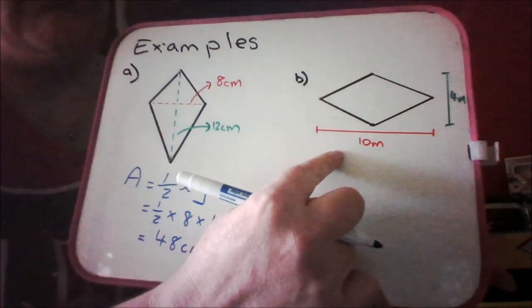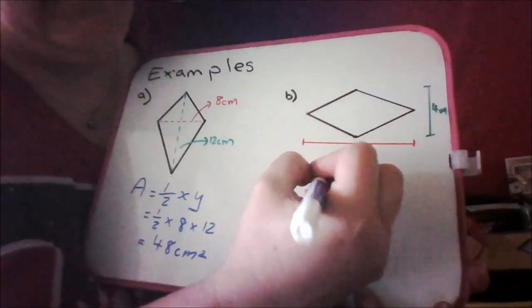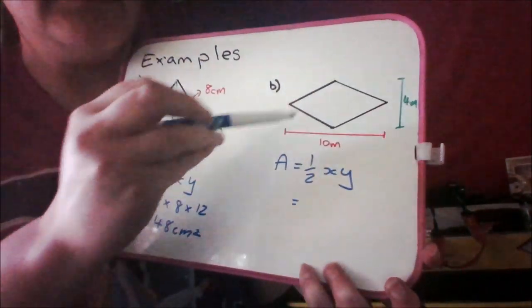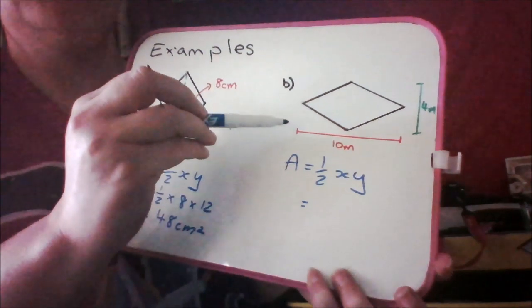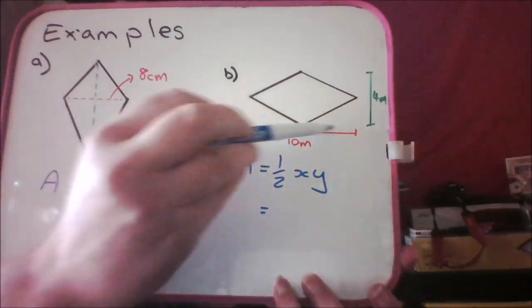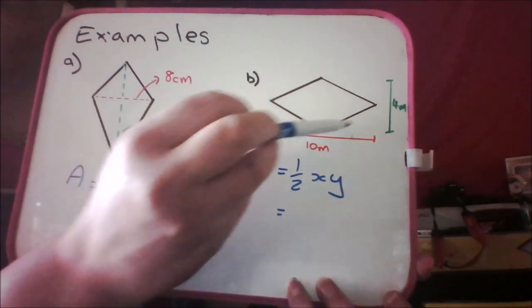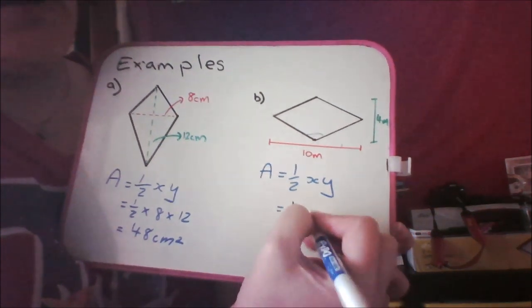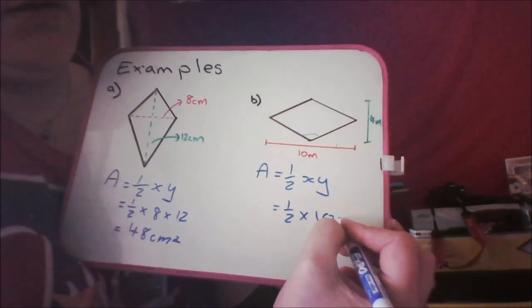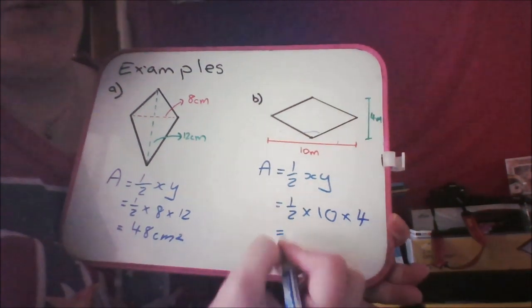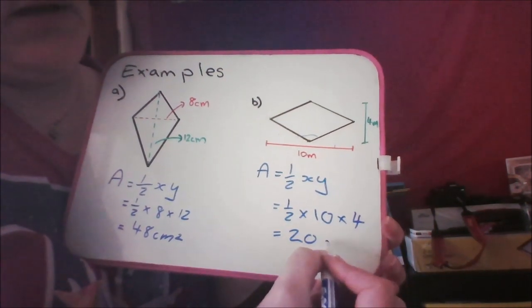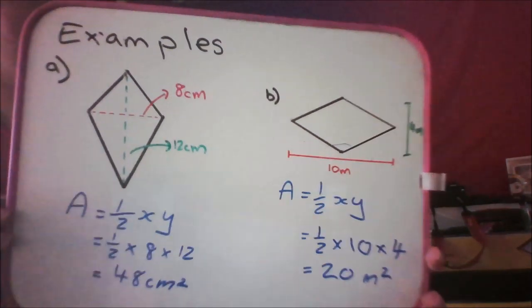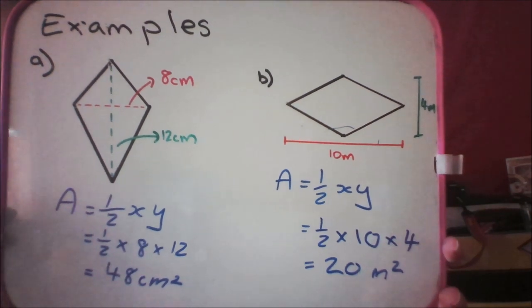Now, if we come over here and look at our rhombus, again we're using a half xy. This time our diagonals are actually given outside of the shape. Doesn't change the shape at all. This is still that middle diagonal. This one over here is still that up and down diagonal. So we'll have a half times 10 times 4, which will give us a total of 20 meters squared. Because remember, we need to have the square in there because we are talking about squared units in area.